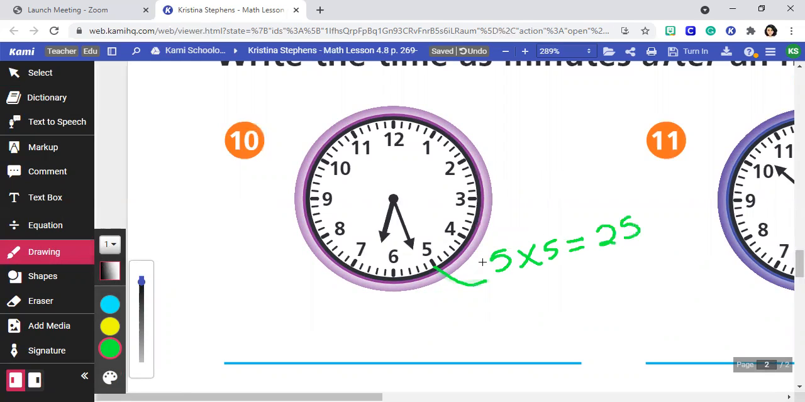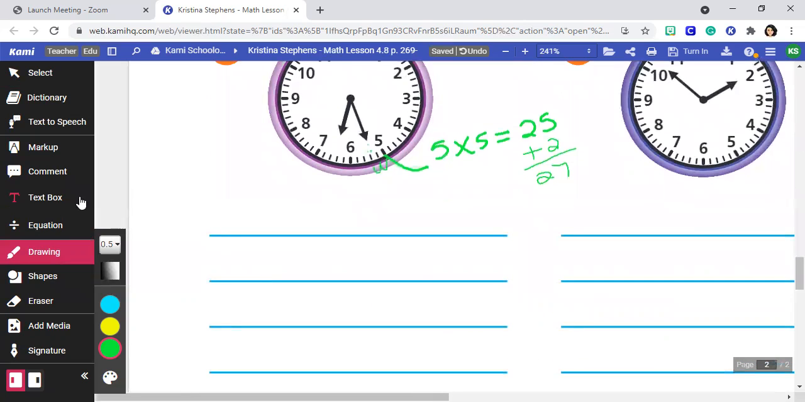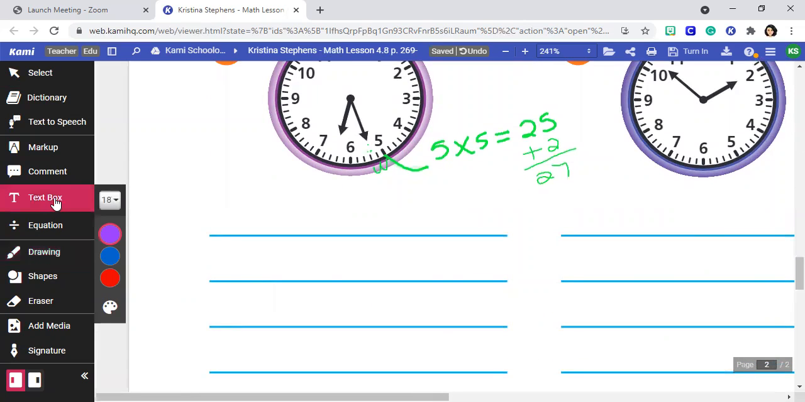But I didn't stop there. I had to keep going. So when I kept going, I need to look to see, where is this pointing to? And I think it's pointing to right there. And that's 2 more little minute marks. 1, 2. So if I know that right here at the 5 is 25 and I go 2 more, I know that our minutes after the hour are 27. So I would word this as 27 minutes after the hour.